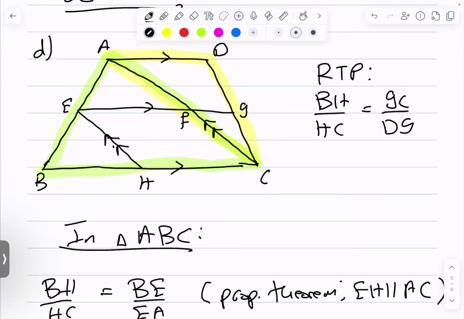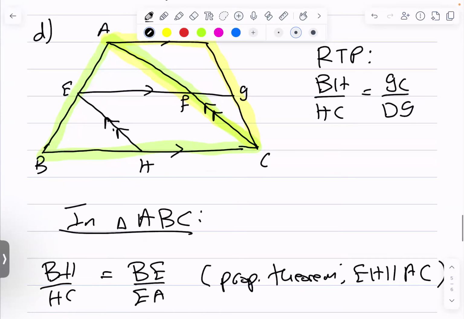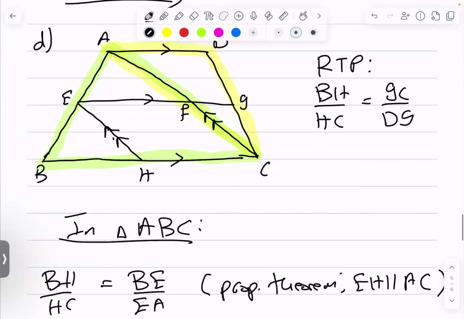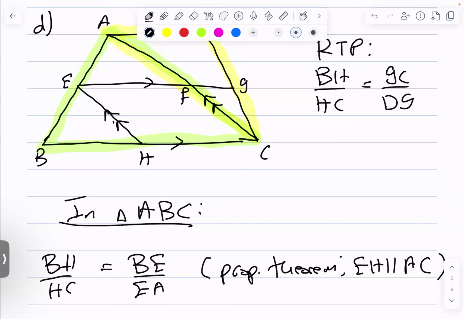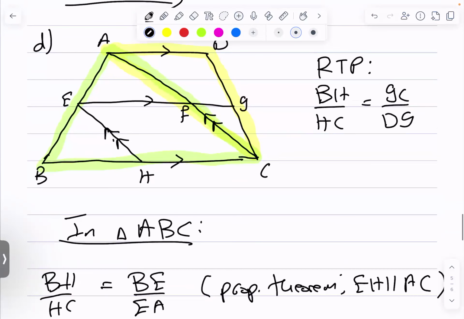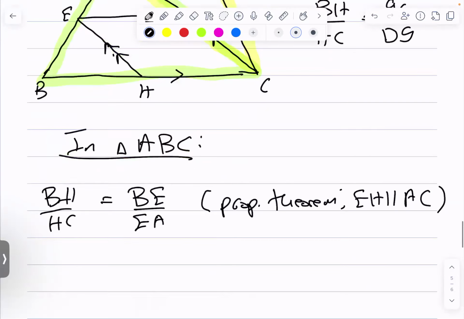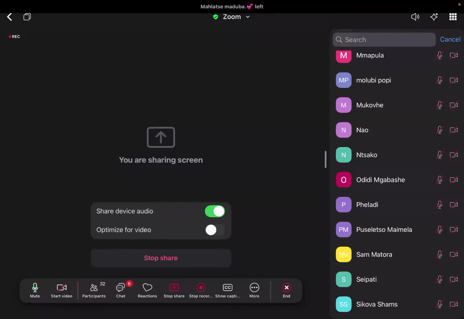Oh yes, I did it after finding the ones that we said we must prove, and then I checked the other ones. All right, can we just do it that way for now, just to make it easier for the eyes? Can we run with BE over EA? Yes, so I must do it. We're going to say BE over EA, in triangle ABC.